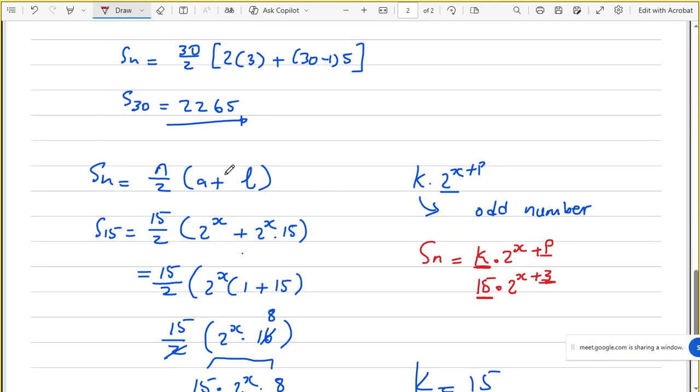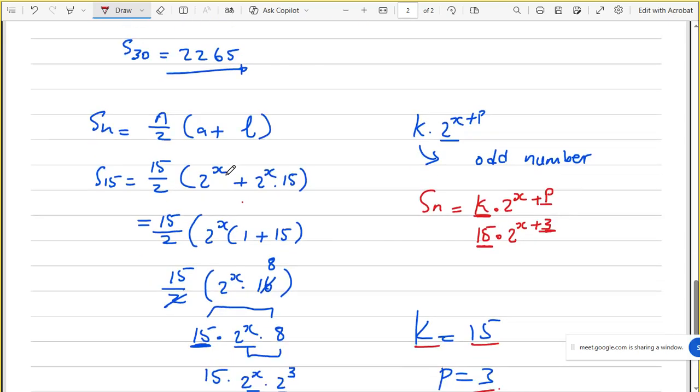Let's start with this one. You understand why we're saying n is 15? Why we substituted n as 15? Yes. Okay. What about this one? You understand why we say a is 2 to the x? Yes. You understand why the last term is 2 to the x times 15? No. I thought we were going to put 15 only, so I was confused why we added 2 to the x as well.